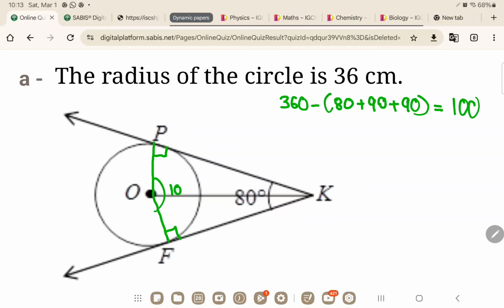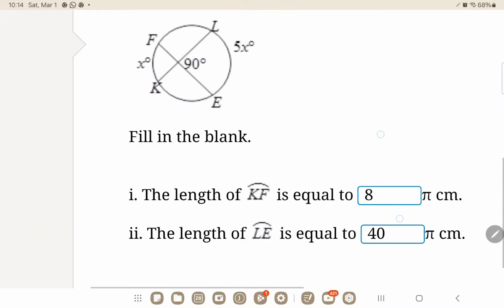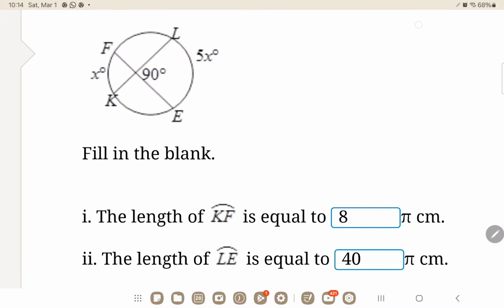So if this angle is 100, the arc would be 100 over 360 times 2 pi r. R is 36. So let's solve that. It would give you 20 pi, which is your answer for the first one. Now for the second part, like I said, we're gonna solve it again.